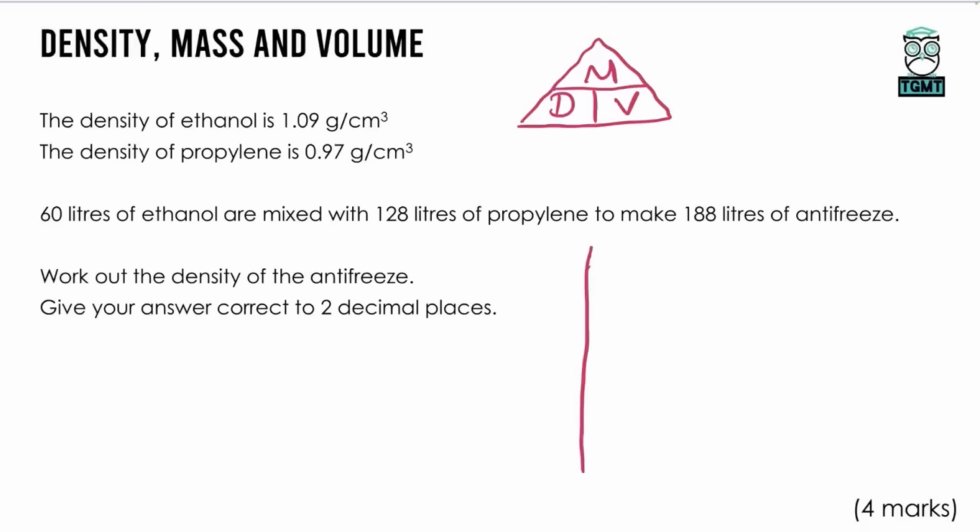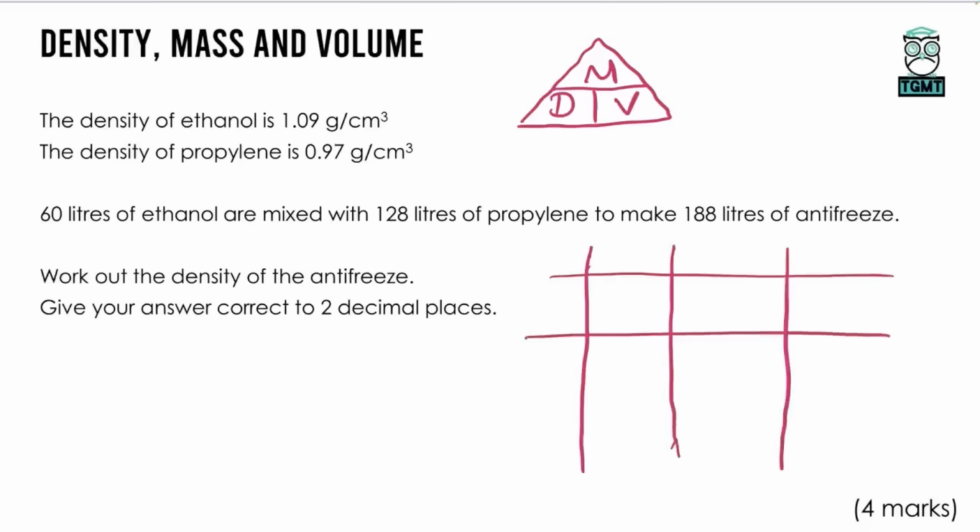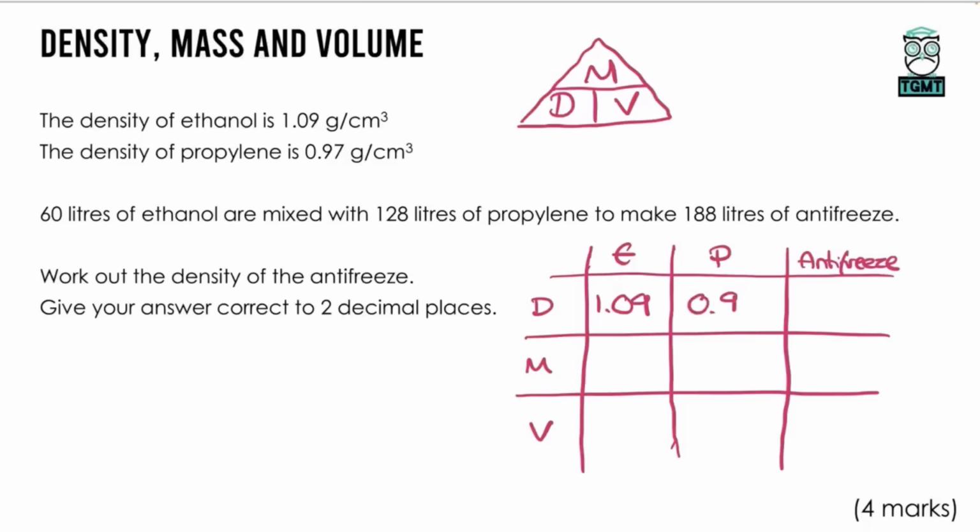When we have this scenario, I like to draw it in a two-way table, just to keep everything really organised and clear as to what we have and what we're looking for. So we'll have a density, a mass and a volume for each thing. We have the ethanol, we have the propylene, and then we have the antifreeze. And there we go, I'm going to write the antifreeze there. And let's see what we've got. We have the density of ethanol, 1.09. We have the density of propylene, 0.97.